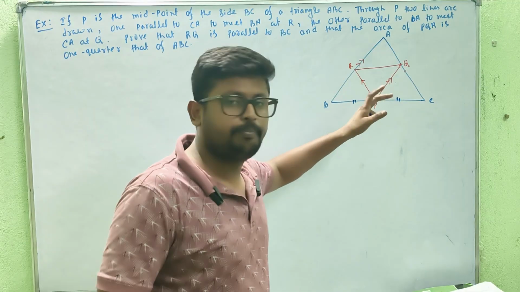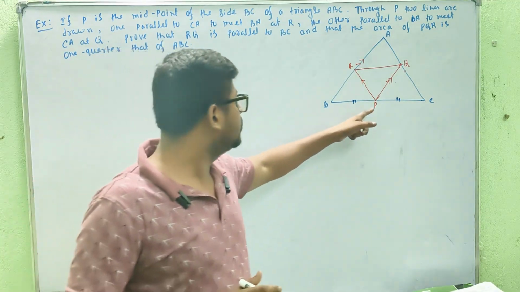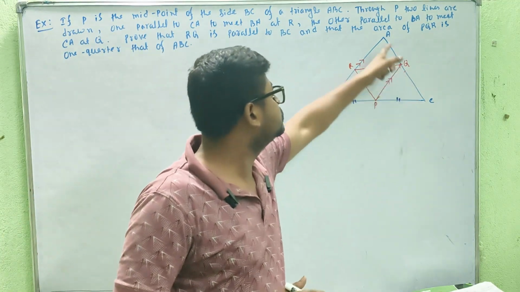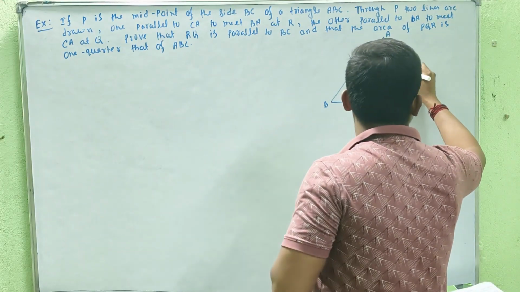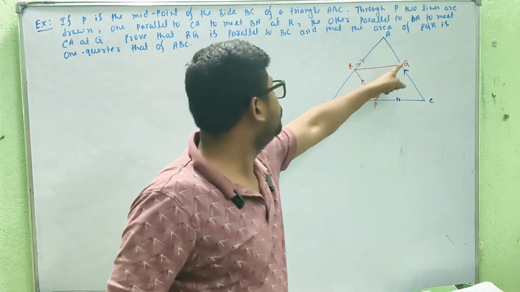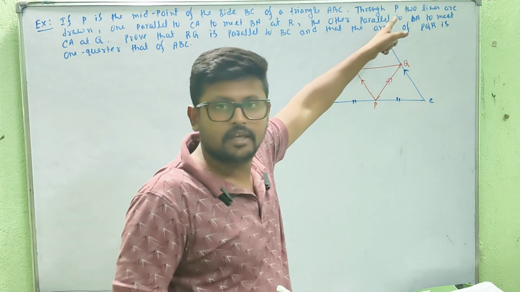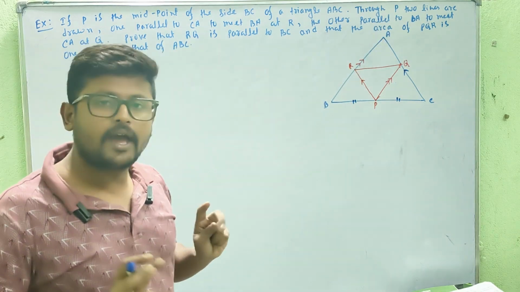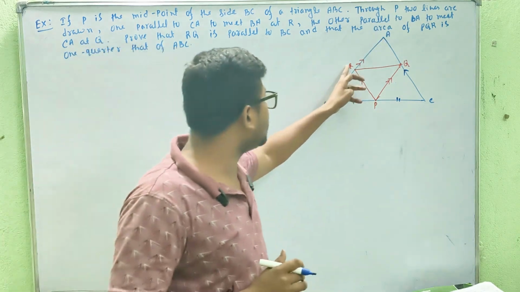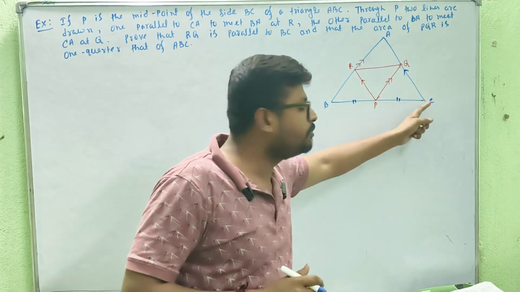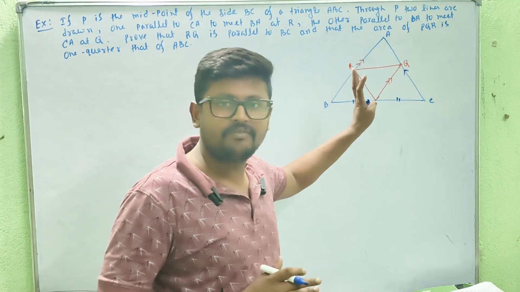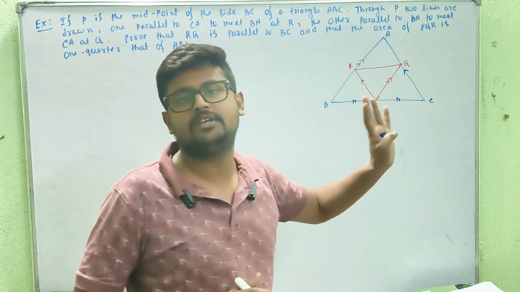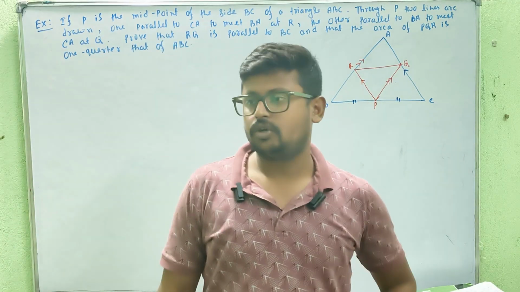And through P, two parallel lines are drawn. One is PR, which is parallel to CA. And the other is PQ, which is parallel to BA. Okay. Now we have to prove that RQ is parallel to BC and the area of triangle PQR is 1/4 the area of triangle ABC. We have to prove this. Okay, so how to prove this?